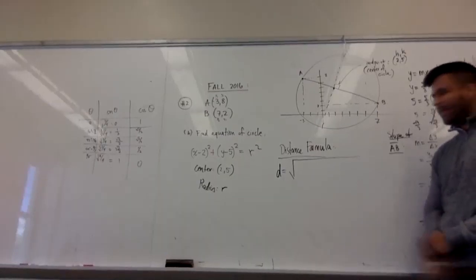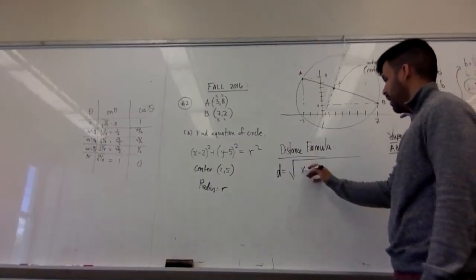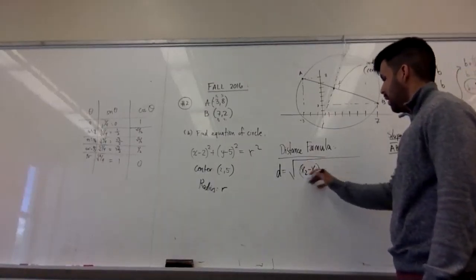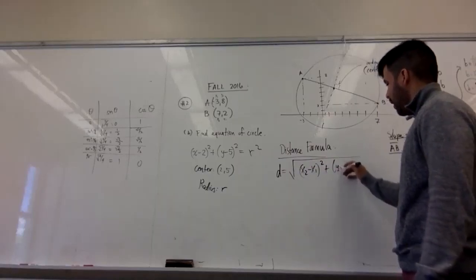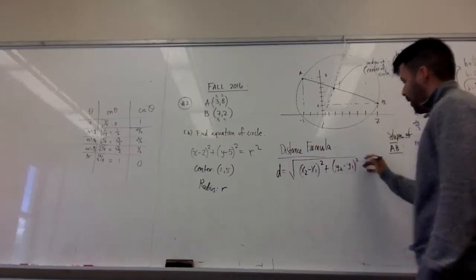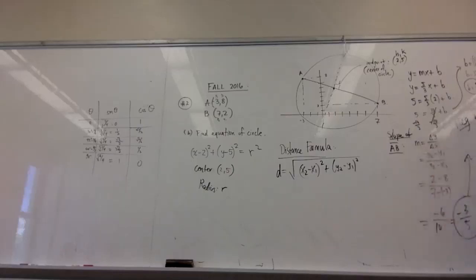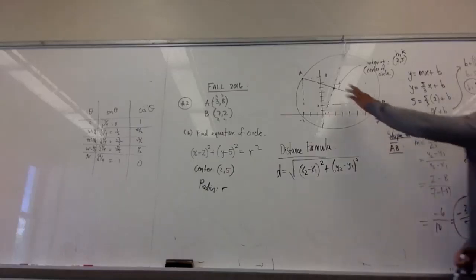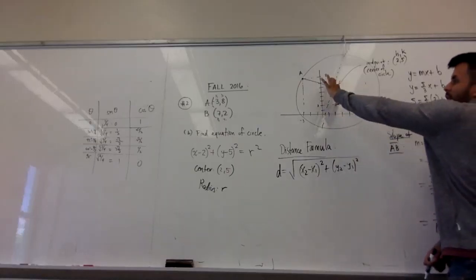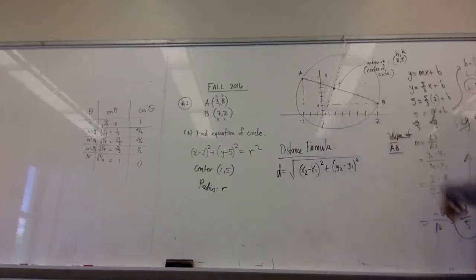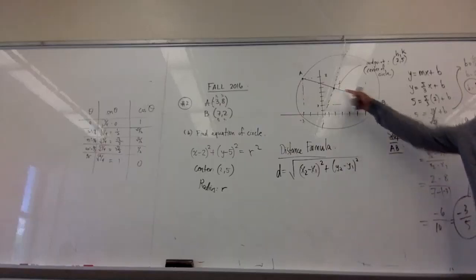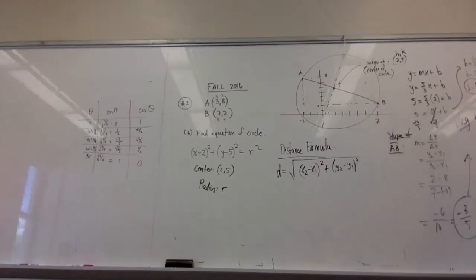The square root of (x2 minus x1) squared plus (y2 minus y1) squared. It's really the Pythagorean theorem. Because between any two points, you can create a right triangle: find the change in y, find the change in x, and then you have a right triangle, and the distance is what you're trying to find, which is the hypotenuse of the right triangle.